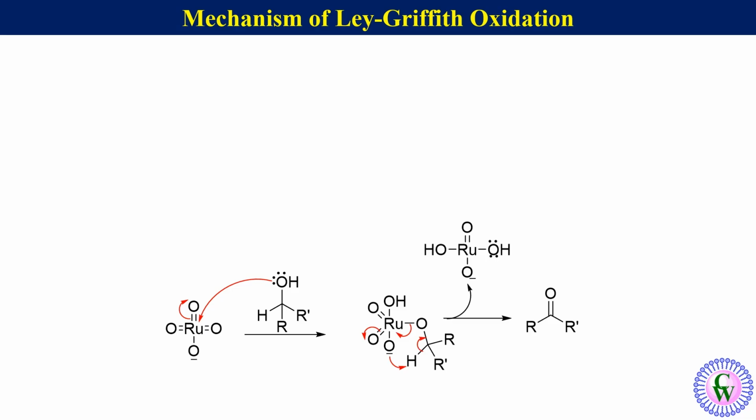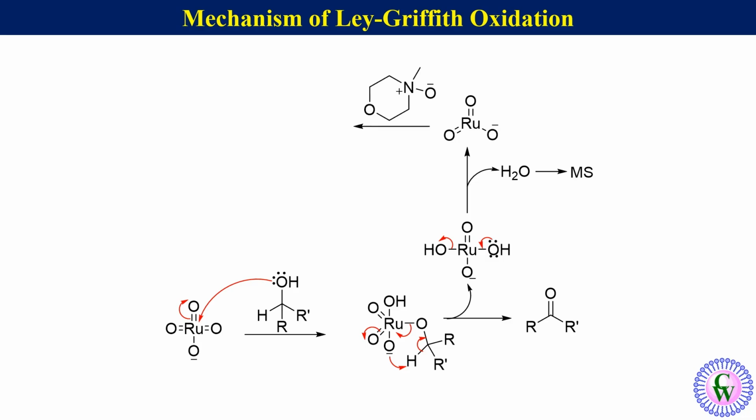The pentavalent ruthenium compound then removes water molecule to produce RuO3-. The water molecule thus produced gets absorbed by molecular sieves.